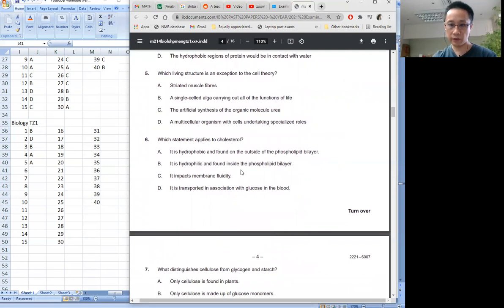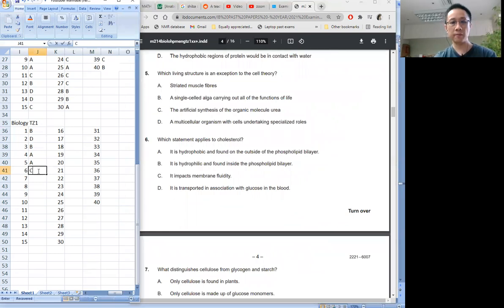Okay. 6, which statement applies to cholesterol? It is hydrophobic for sure. It's found on the outside of the phospholipid bilayer, which is kind of true for the most part. It's kind of embedded within the phospholipid bilayer, but in terms of size, it's usually not as big as a phospholipid molecule. I think C is better. It definitely impacts membrane fluidity. At regular temperature, it makes them less fluid. B is just wrong, and D is transported in association with lipoproteins and not glucose.